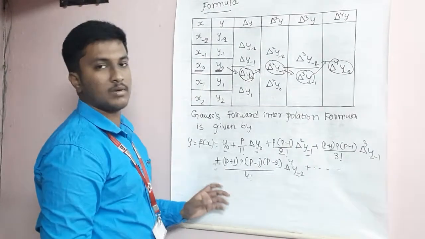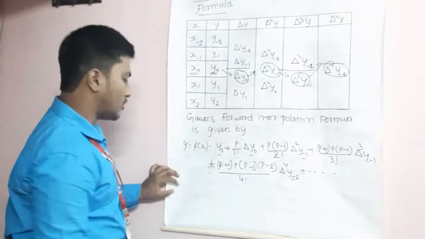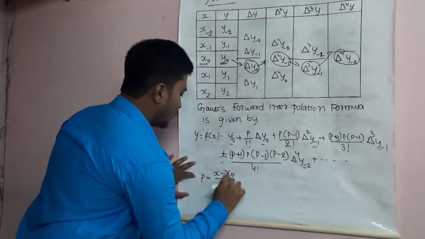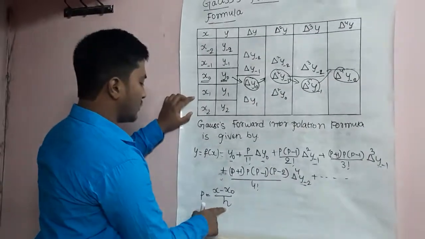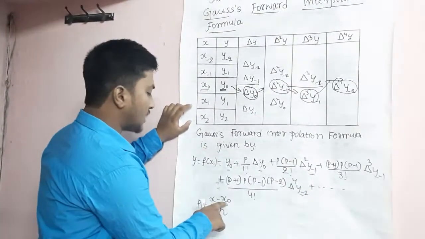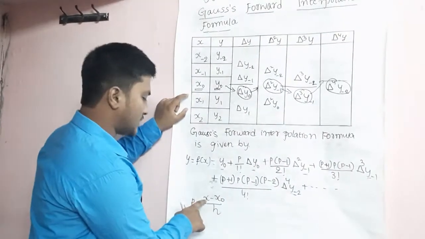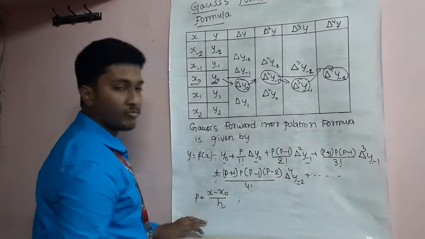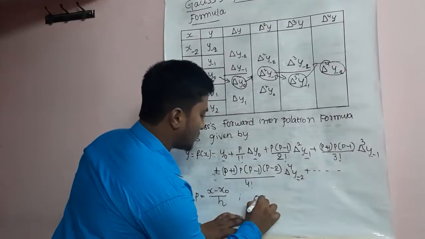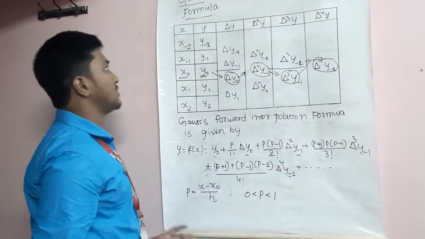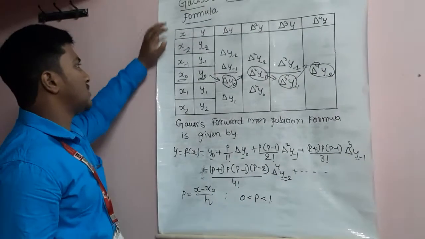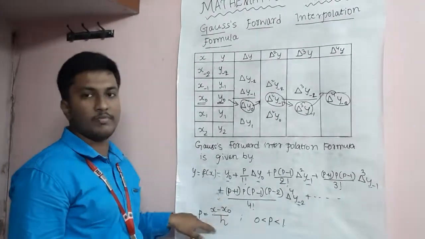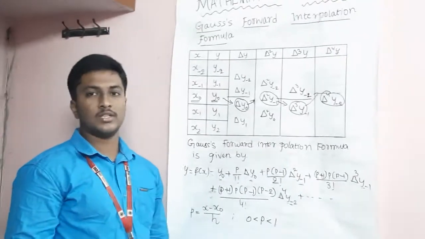So in this way we can easily remember, and we have the formula to find p also, that is p equal to x minus x naught by h. Here h is the interval of difference, x is the given value in this sum, and x naught is the nearest value to the given x. So h is the interval of difference between any two values. Here the value of p lies in the range 0 less than p less than 1. So this is the basic introduction to Gauss forward interpolation, constructing the difference table, the formula and the value of p. Now I am going to explain a problem based on this formula.